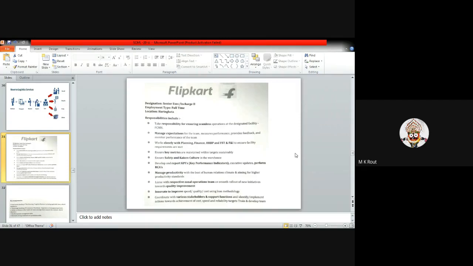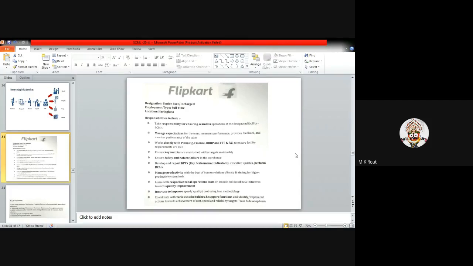The next is ensure safety and Kaizen culture in their warehouse. The next point is develop and report key performance indicators and execute updates from RCA. That RCA stands for root cause analysis. The next is manage productivity with the best human relationship climate and aiming for higher productivity standards. The next one is leads with respective regional operation teams on smooth rollout of new initiatives towards quality control movement. The next one is innovate to improve speed, quality, and cost using lean terminology.